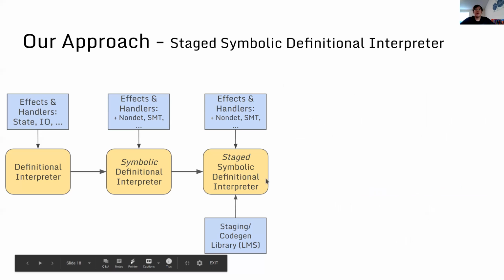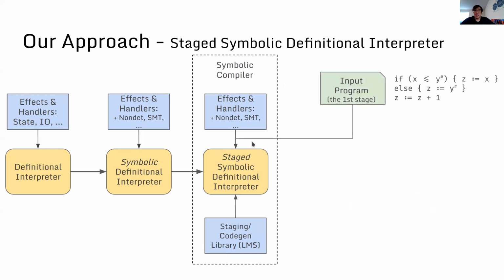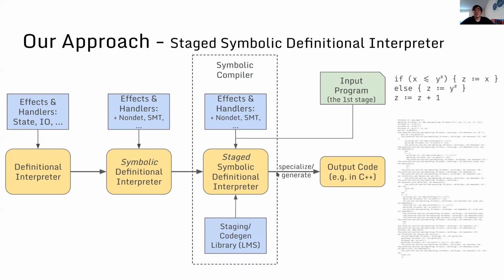After this step, we obtain a staged symbolic definitional interpreter, which is actually already a compiler, a symbolic compiler, in the sense that given an input program AST and also the handlers in the first stage, we can specialize the staged symbolic interpreter and output the code representing the symbolic execution. The generated program is much more verbose, but essentially it is manipulating the stores, accumulating the path conditions, and performing non-determinism computation depending on our execution strategy.